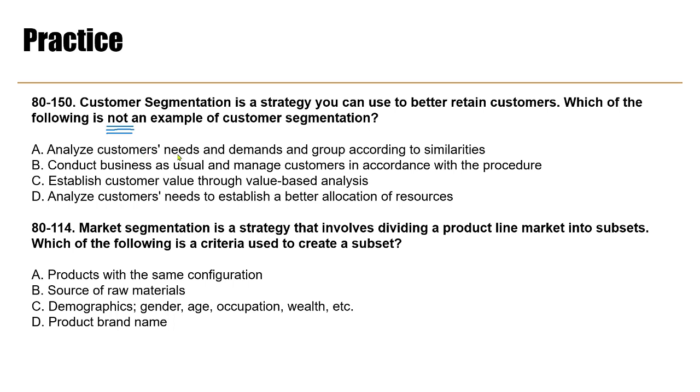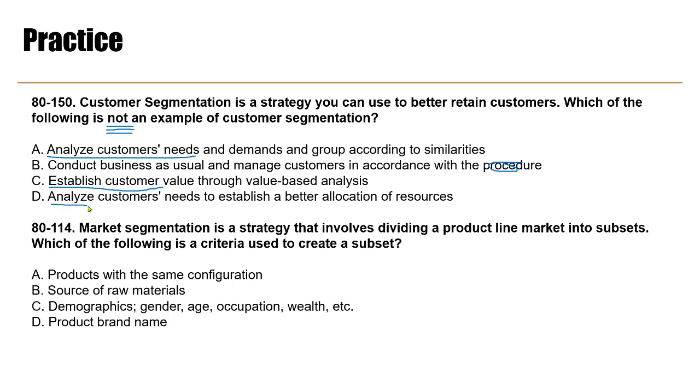So analyze customer needs and demands, and then group according to similarities. I like this one. It's analyzing customer needs, so that's favorable. Conduct business as usual and manage customers in accordance with the procedure. I don't like this one. I'm not even sure what the procedure is. And then conducting business as usual. I don't think we would be learning more about Apex and supply chain if we were just going to do it as is. Establish customer value through value-based analysis. Again, this is an action, and you're focused on the customer, so I like any answer that's action-based and focused on customers.